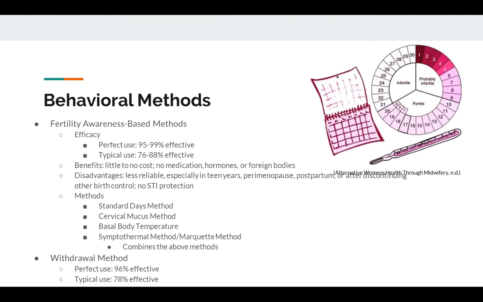Between menses and ovulation, and then day 19 to the onset of the cycle, so very few days overall. Other methods include cervical mucus monitoring, basal body temperature, and then a combined method which is called the symptothermal method or the Marquette method. I want to point out that the withdrawal method, so having the male partner withdraw before ejaculation, is actually really effective if it's done perfectly, but men don't do it very well. So the effectiveness rate is only 78% compared to an efficacy of perfect use of 96%.